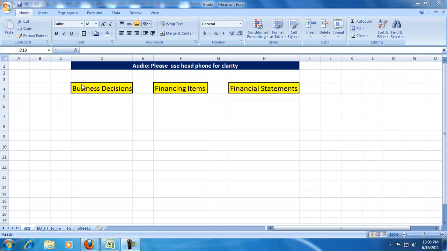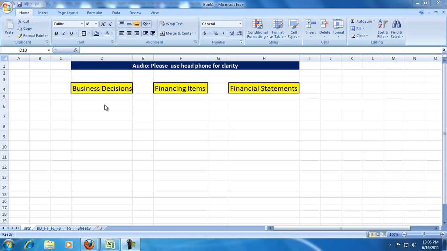We are defining accounting not as a process of recording the transaction, but we are defining accounting as a process of converting the business decisions into financial statements. So accounting is a process of converting the business decisions into financial statements.